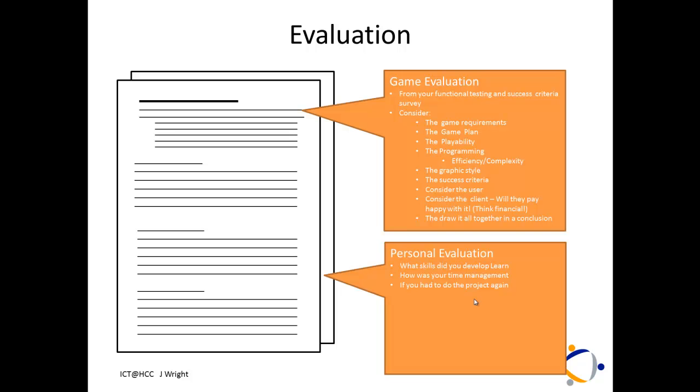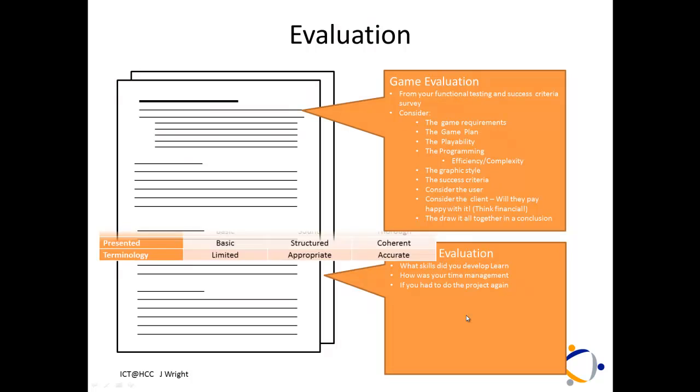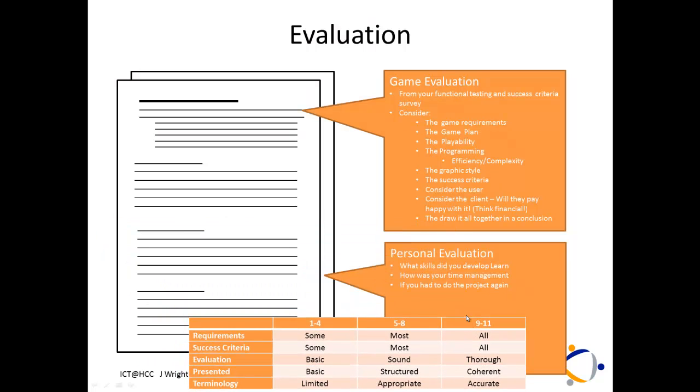Now there's going to be several pages of this. You may fuse it together with some of the other sections, but you must conclude at the end in writing an overall summary of what you thought of your program. Again, the criteria are quite complex this time, and to get into the top band you have to cover all requirements, all success criteria. Your evaluation has to be very thorough, you have to present it coherently, and you have to use an accurate range of technical vocabulary, especially when you're evaluating the programming constructs you used.